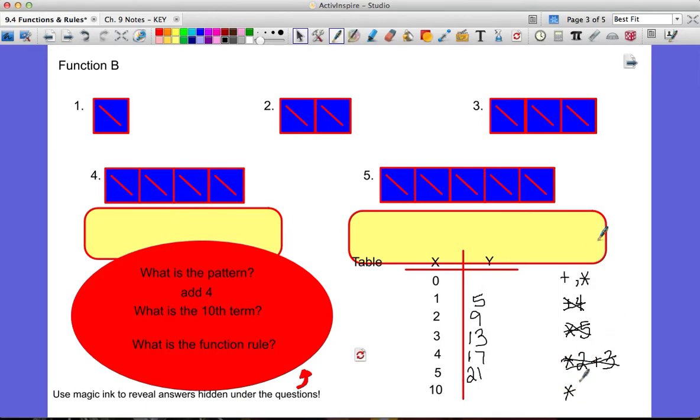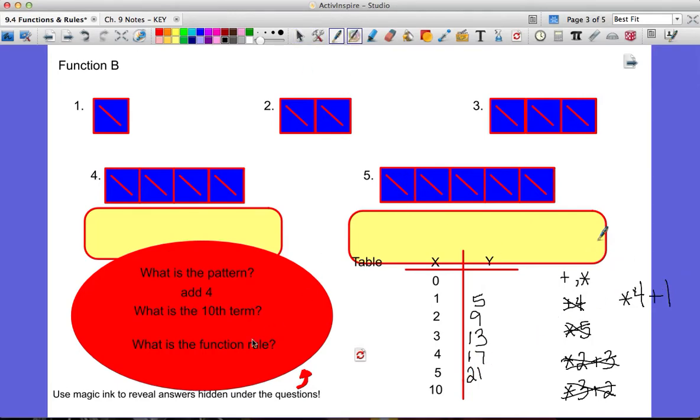So now I try times 3. 1 times 3 is 3, and I need to add 2 to get me to 5. 2 times 3 is 6, plus 2 does not give me 9. So we try again, times 4. Times 4, and in this case we would add 1. 2 times 4 is 8, plus 1 does give me 9. So far, so good. 3 times 4 is 12, plus 1 gives me 13. 4 times 4 is 16, plus 1 gives me 17. 5 times 4 is 20, plus 1 gives me 21.